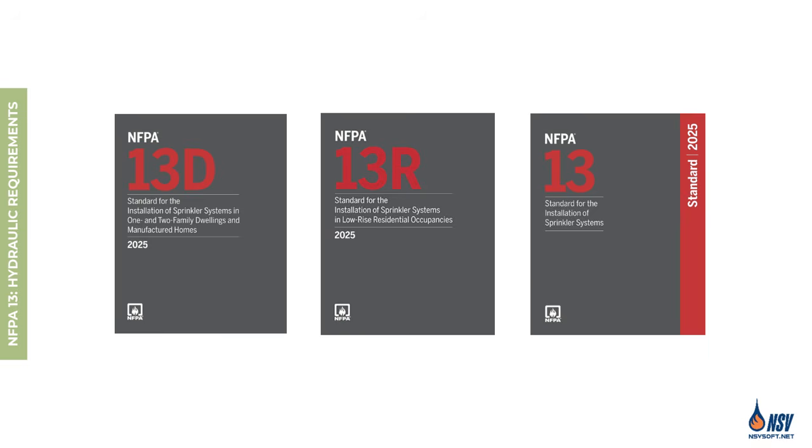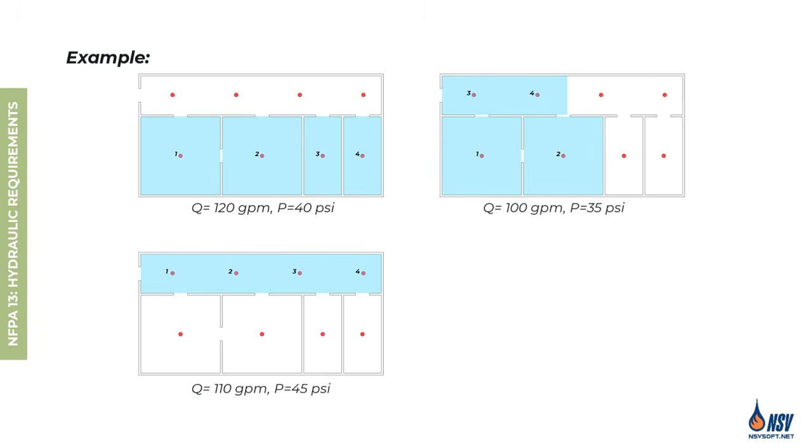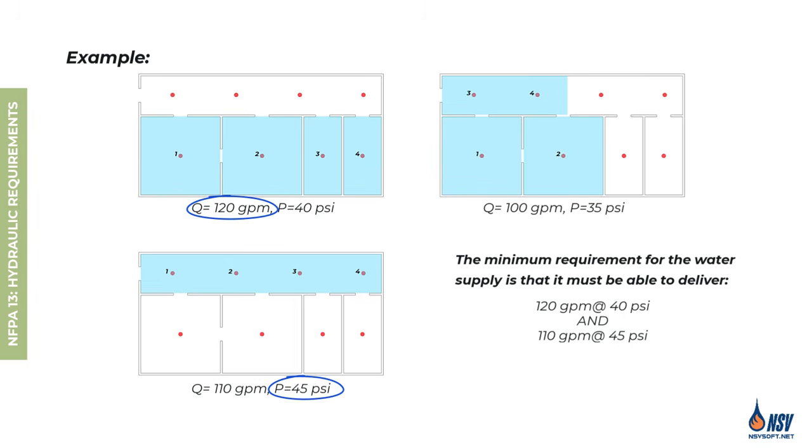It is worth noting for all 3 standards that when performing hydraulic calculations, one combination might be more demanding in terms of flow, while a different combination might be more demanding in terms of pressure. When this occurs, both combinations are considered most demanding, and the water supply must be capable of handling each one individually rather than both combined.